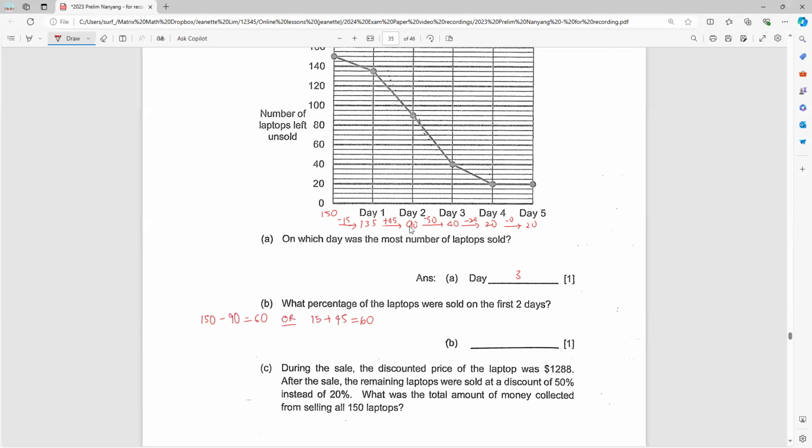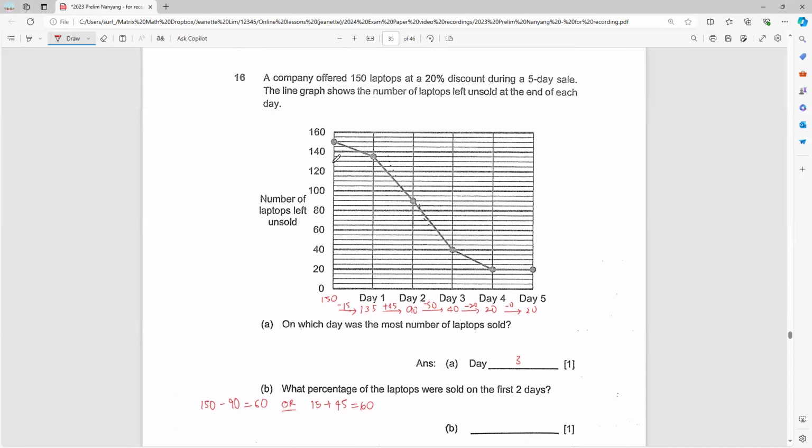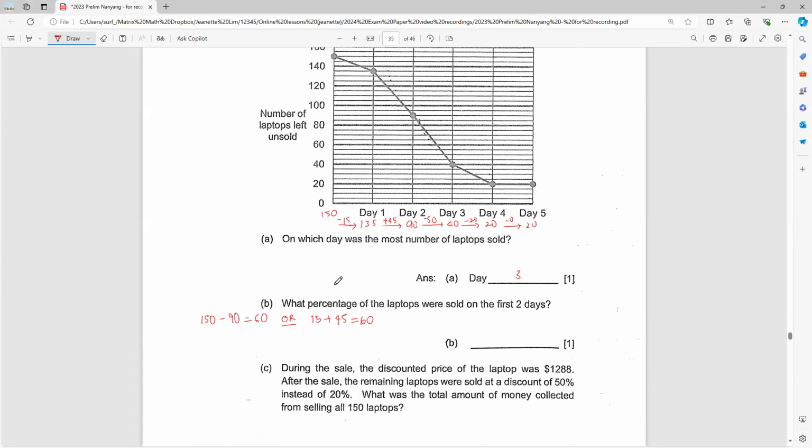Then that's the first 2 days, but what percentage of the total is that? The total is not like you add everything up; the total is 150 as stated in the question, as shown on the graph. 150 is the original. So 60 sold out of 150 times 100%. So that's 40%. Okay, so 40% was sold in the first 2 days.